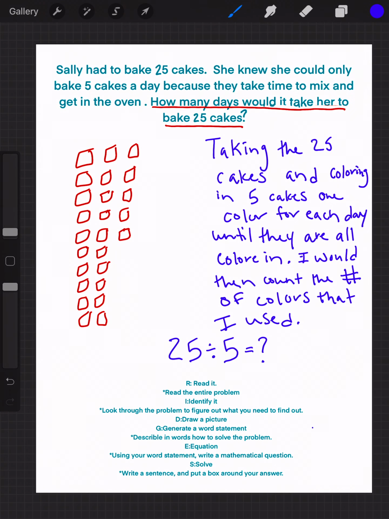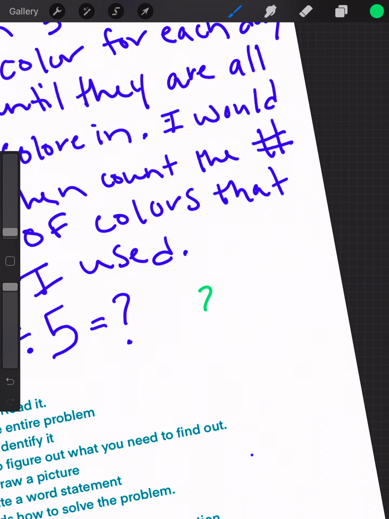So now the last step is S, solve. So I'm going to write a sentence and put a box around my answer. So 25 divided by 5 equals what? So I know that 25 divided by 5, I know 5 can't go into 2, so I have to go to the ones place, so I put a 0 there. And I know 5 can go in 25 5 times.